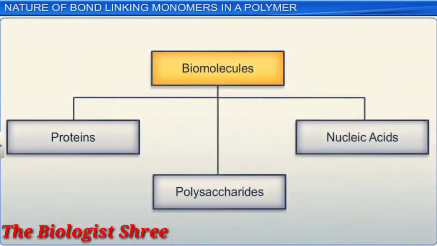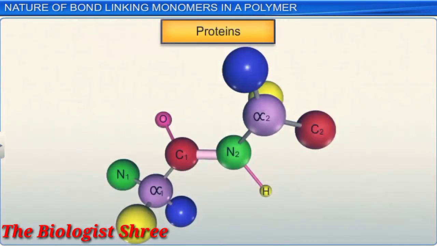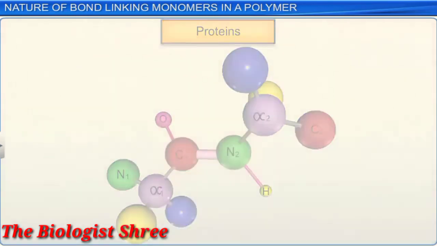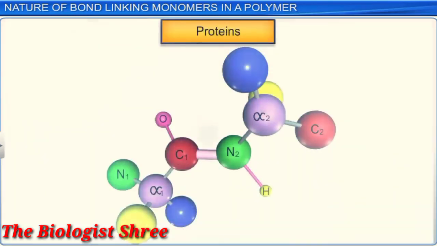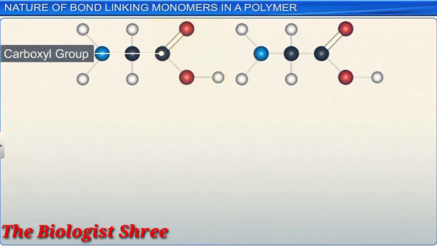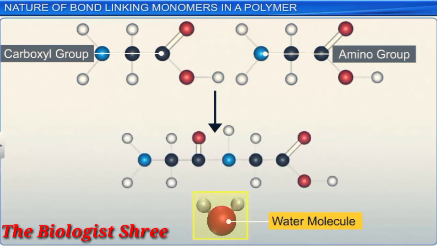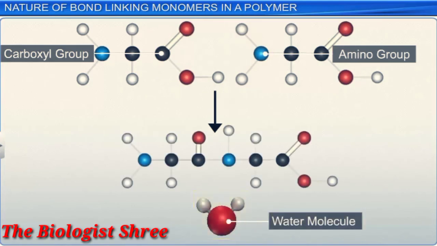Let's look at the bonding in biomolecules such as proteins, polysaccharides, and nucleic acids. Proteins are amino acids linked by peptide bonds. This chemical bond is formed when the carboxyl group of an amino acid reacts with the amino group of the next amino acid, losing a water molecule. This process is also known as dehydration.